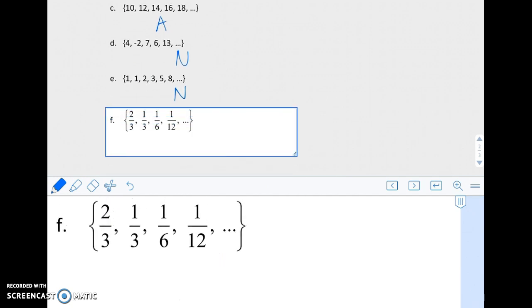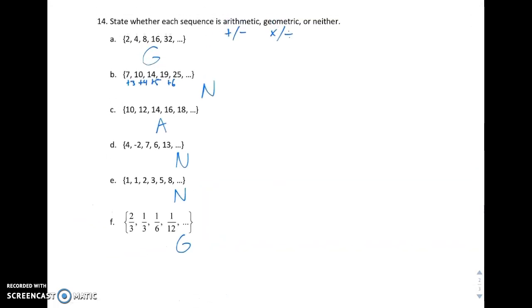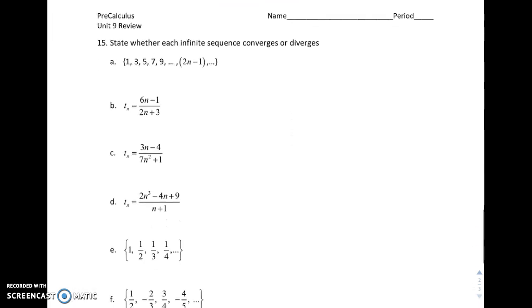And then F, the pattern is dividing by 2 each time, so 2/3 divided by 2 is 1/3, divided by 2 is 1/6, and onwards, so this would be a geometric sequence. Right? So, moving on to question 15 on the next page.